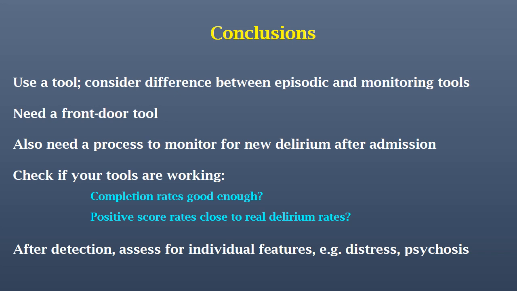It just doesn't work. I think it's also important to check whether the tools that you've implemented are working, and 2 good ways of checking this are, do you have good completion rates, and also do your positive score rates match what you expect to see in the population. So if your tool is only picking up 2 or 3% positive scores in a population that's got a known delirium rate of about 15%, then the tool isn't working. And after detection, don't just stop, but assess for individual features such as distress and psychosis, so as to influence your treatment plan for that patient.